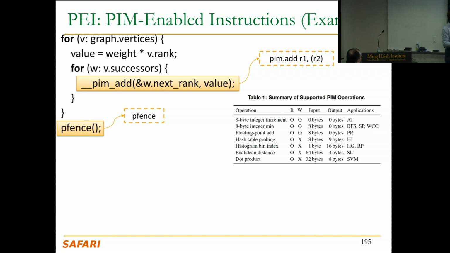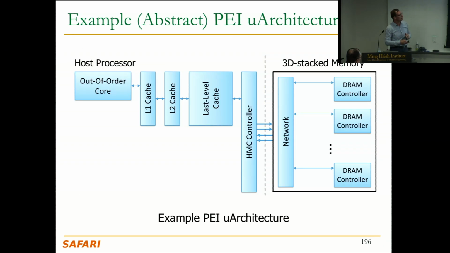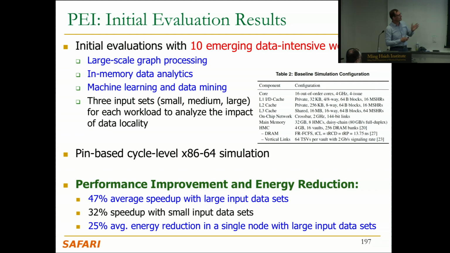But for example, we had an instruction that is a dot product that was good for the support vector machine. We had an instruction that did Euclidean distance for stream clustering. And you could see instructions like hash table probing that operate on cache block granularities. And the overall, again, I'm going to skip these, but basically, the overall speedups we get are not 13x, as you could expect. It's about 47% with large input data sets. It's not bad, I think.